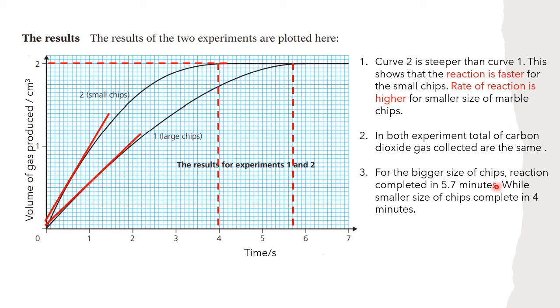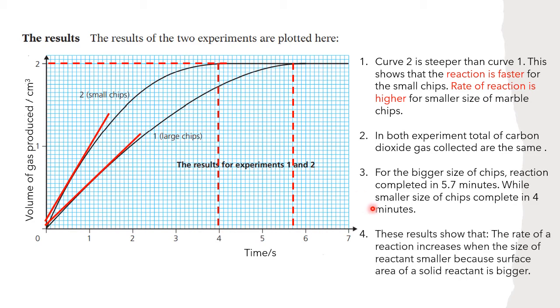Okay, for the bigger size of chip, reaction completed in 5.7 minutes. Lambat lah. While smaller size of chip completed in 4 minutes, lebih awal. So bermaksud reaction lebih cepat. So this result shows that the rate of a reaction increases when the size of reactant is smaller because surface area of a solid reactant is bigger for the small chips.